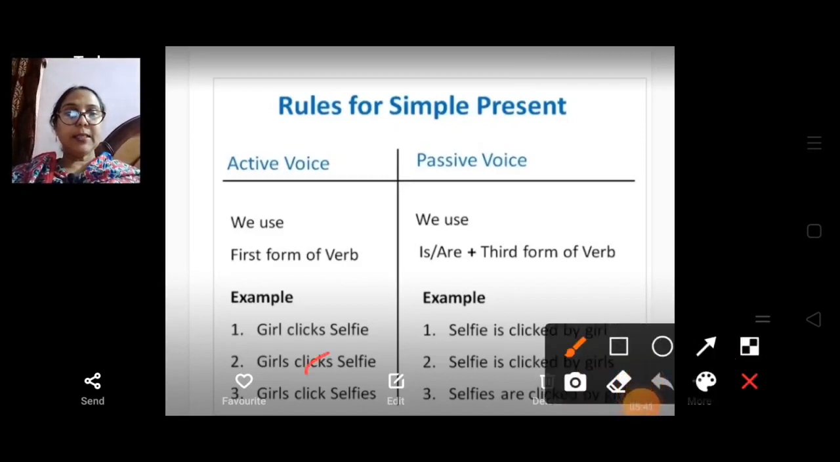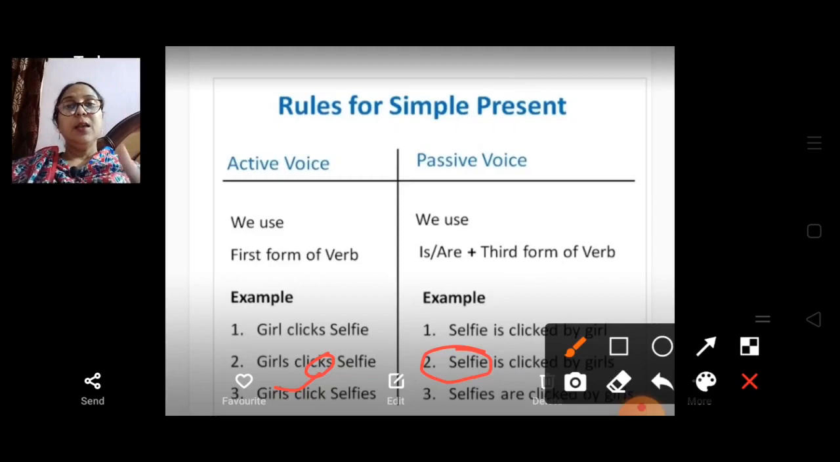Now here you can see this clicks is wrong because girls click is correct, but this is wrong. So in this picture you can see girls click selfie, but we have to pay attention to what the object is. Selfie is an object which is singular. That is why is is used over here. We are not bothered about the subject, because in the passive form we should always remember the object will become the subject. So we should always keep in our mind that if the object is singular, we should use a singular helping verb. If the object is plural, then we are supposed to use a plural linking or helping verb.